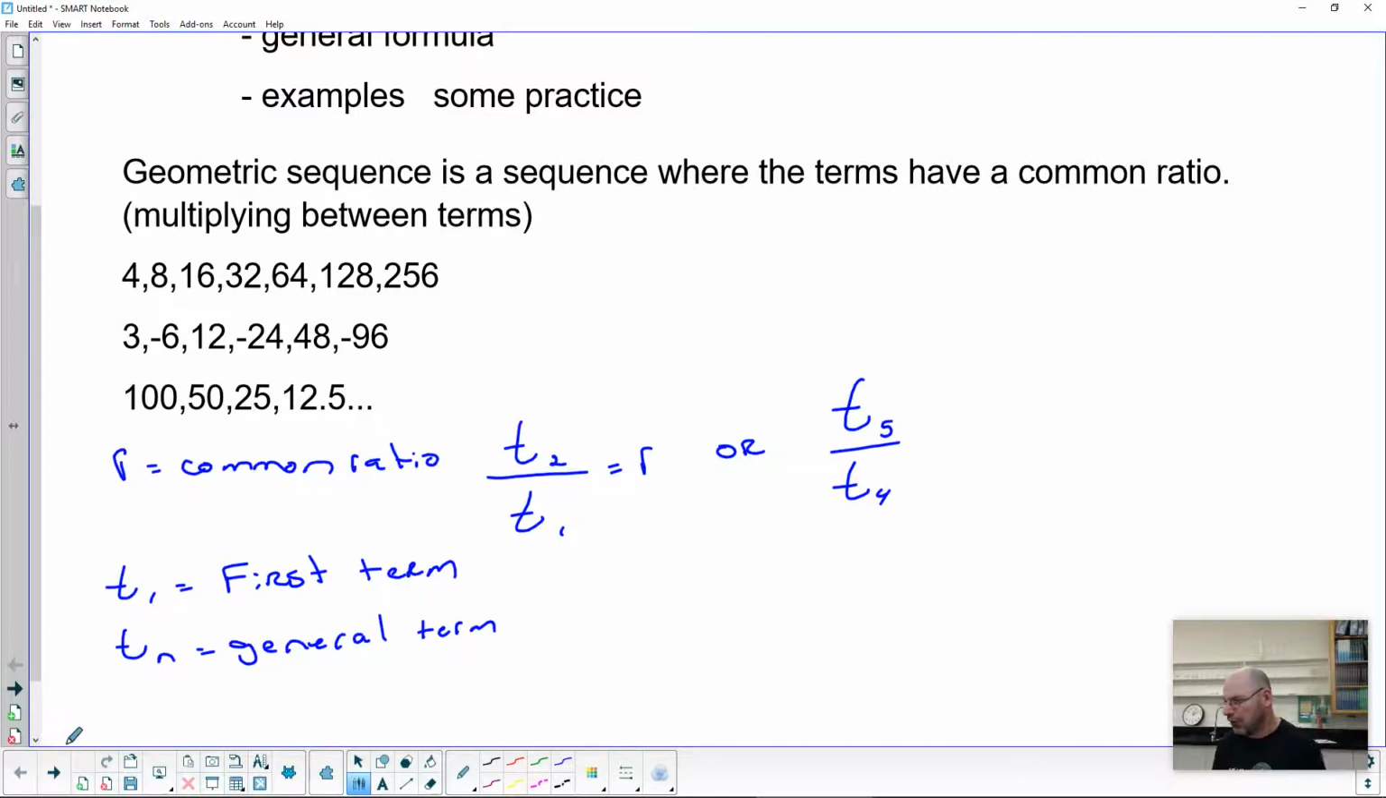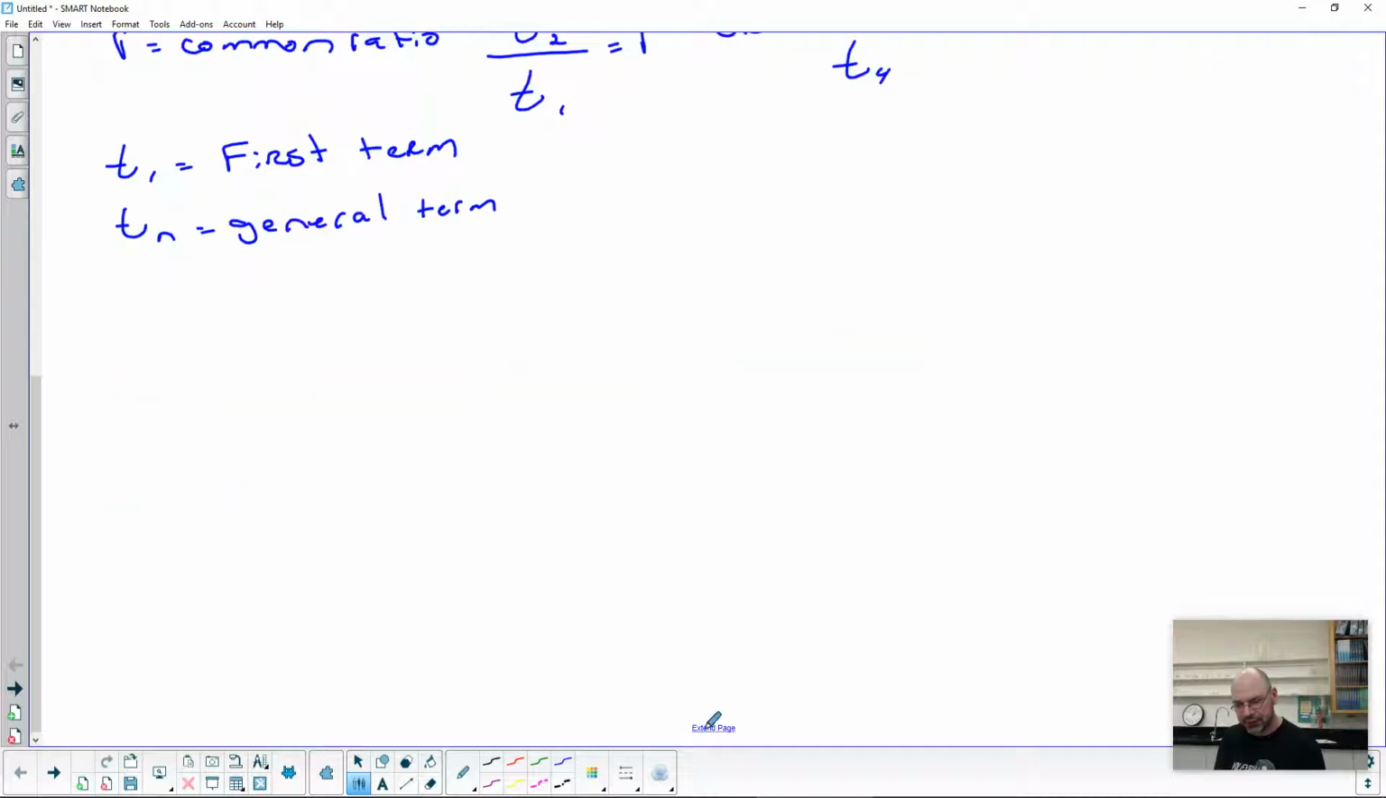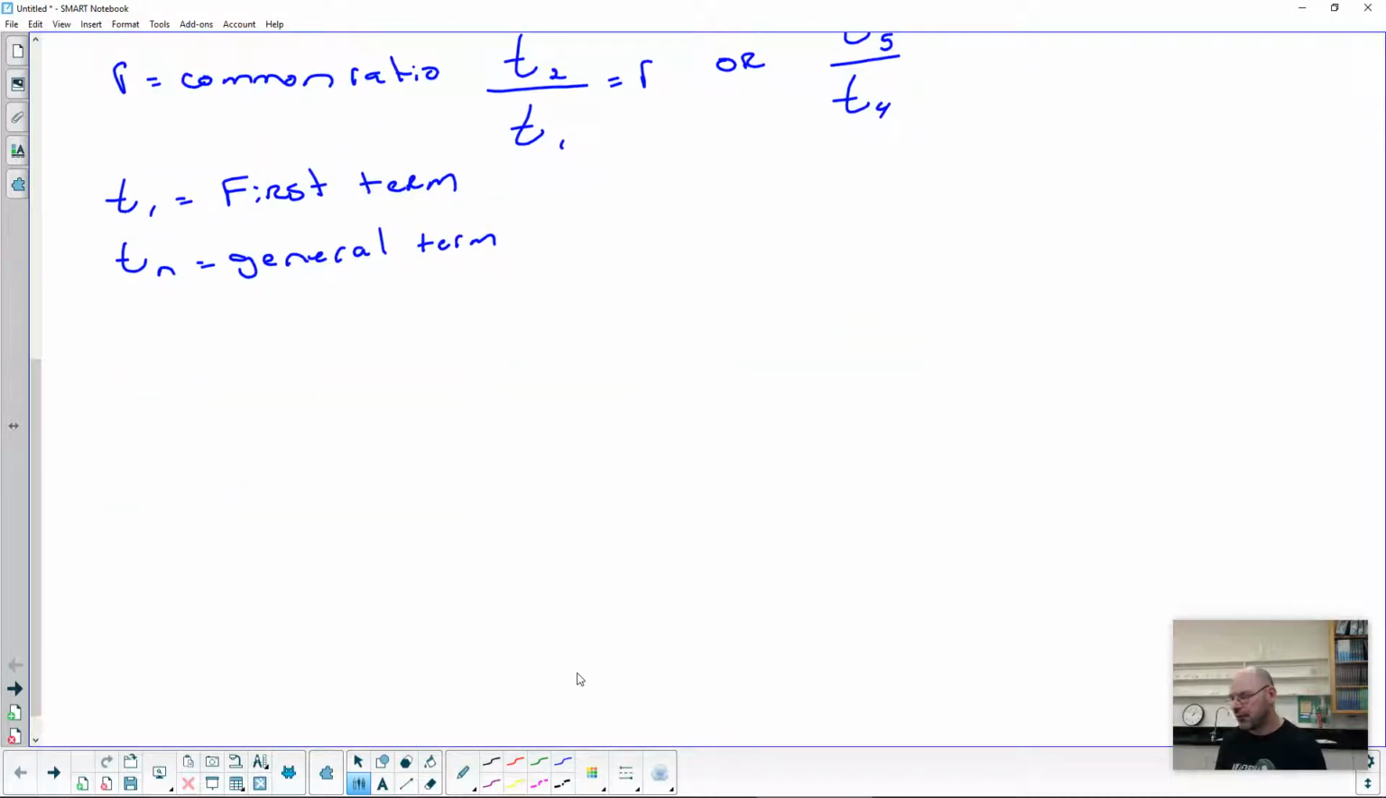How do you go about calculating the general term formula? If we had a geometric sequence, we started with T1. The next one would be T1 times r, the common ratio. The next one would be T1 times r times r. The next one would be T1 times r times r times r, and so forth. So you're just raising r to the next power.